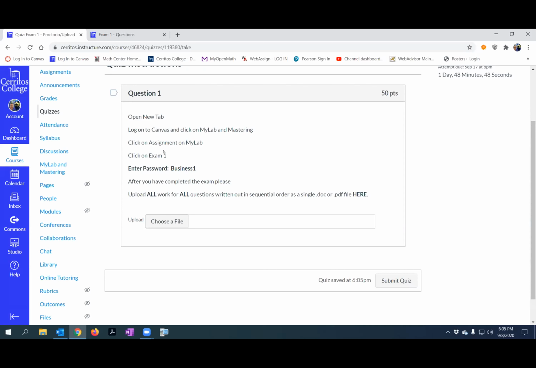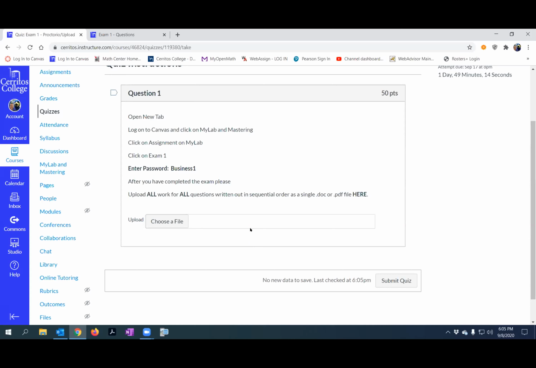Click on exam one. I should make that exam one questions. Enter the password business one. After you've completed the exam, please upload all your work. It'll say choose file here: upload all your work, all questions written out in sequential order, as a single doc file or PDF file here.